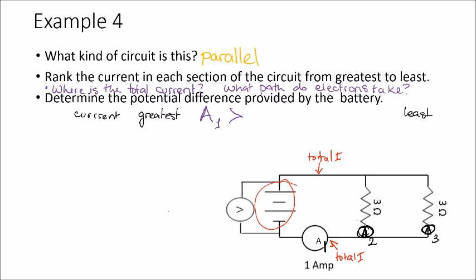Now that we've figured out where the total current is, we need to know what path the electrons take, and they take the path of least resistance. But in this case, both paths have the same amount of resistance, so the electrons are just going to split evenly. So in this case, ammeter number 2 and ammeter number 3 will show us the same amount of current.